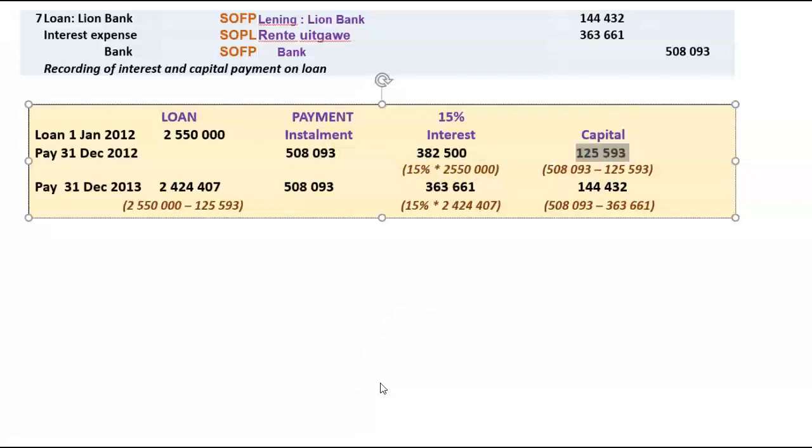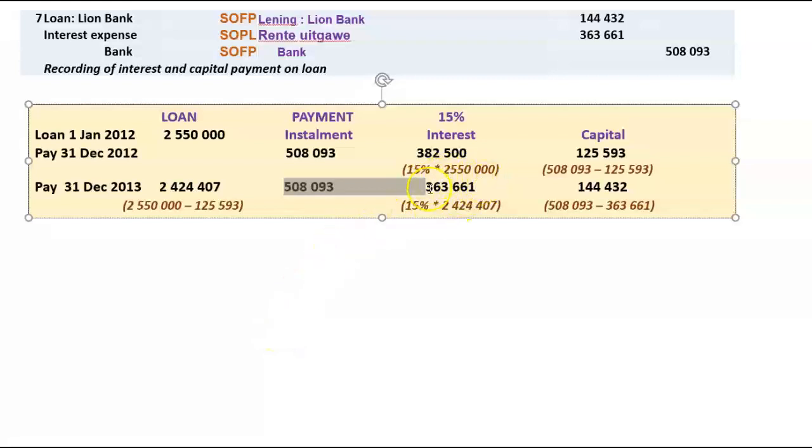So what was our outstanding capital balance at the beginning of the current year? It was the 2,550,000 less the 125,593, which gives us outstanding capital of 2,424,407. And that is the amount you're going to use to calculate the current year's interest of 15%. So you're going to take 15% of the 2,424,407, and that gives us interest in the current year of 363,661. We haven't paid only the 363,661, we've paid, on 31 December, the full installment amount of 508,093.